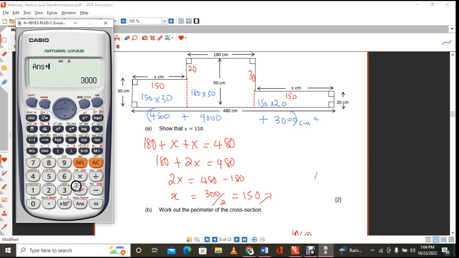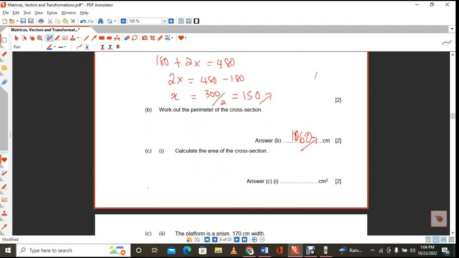So we say 3,000 plus 9,000 plus 4,500. Okay, 16,500. So I said the area of that, I had 180 times 50, then I had 150 times 30, and then I had 150 times 20. Okay, that gives me this value.